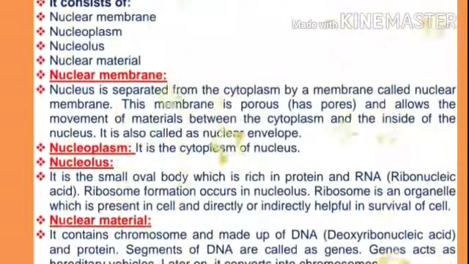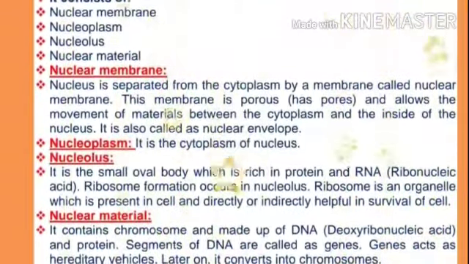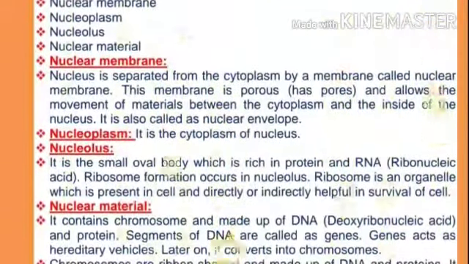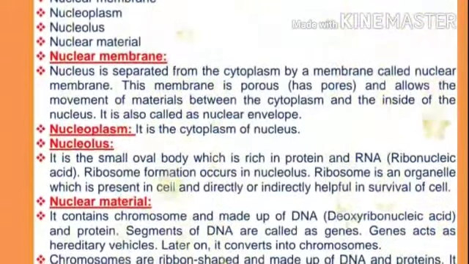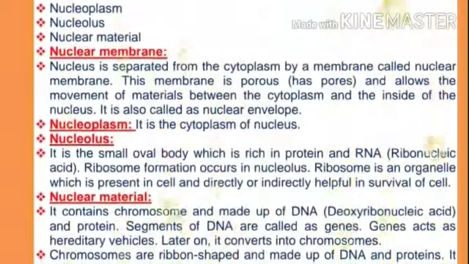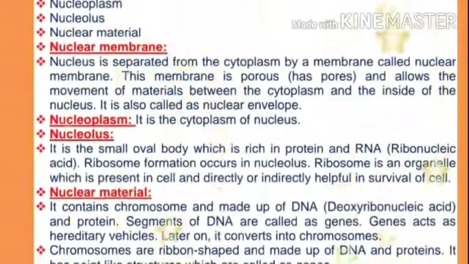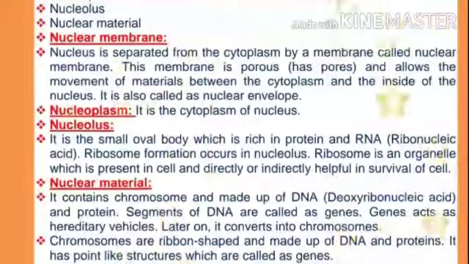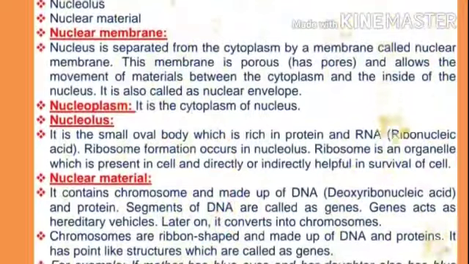Nuclear membrane. Nucleus is separated from the cytoplasm by a membrane called nuclear membrane. This membrane is porous, has pores, and allows the movement of materials between the cytoplasm and the inside of the nucleus. It is also called as nuclear envelope. Nucleoplasm. It is the cytoplasm of nucleus.